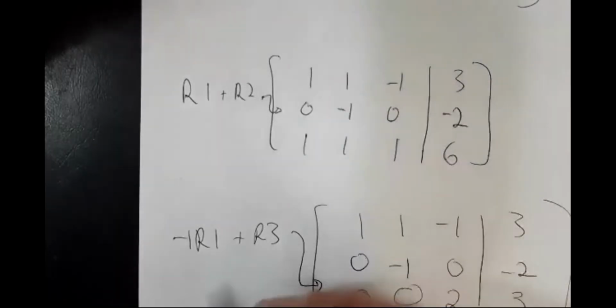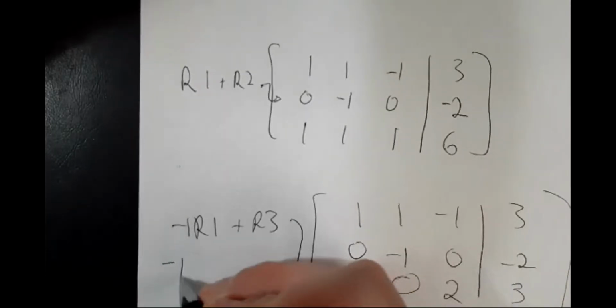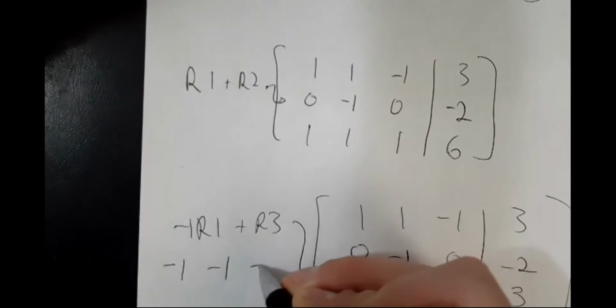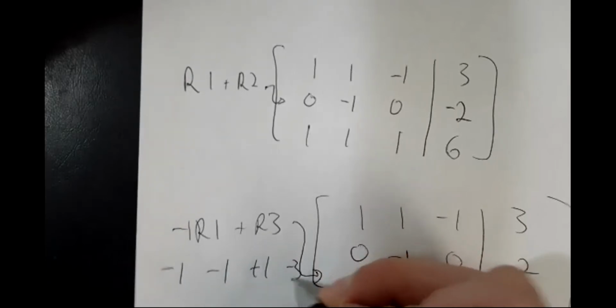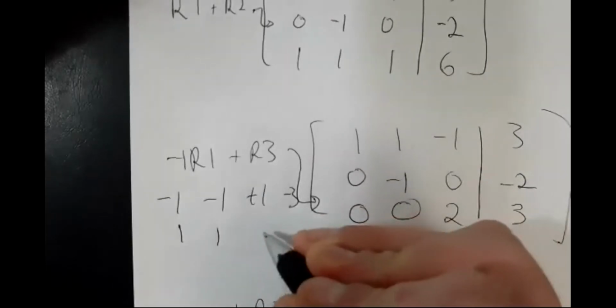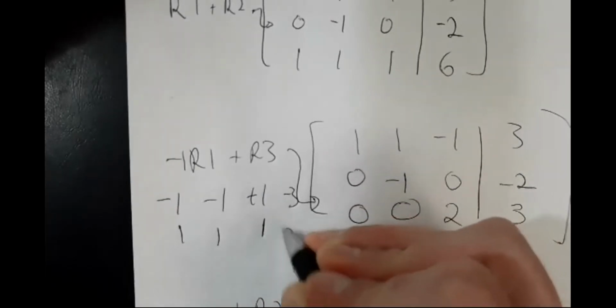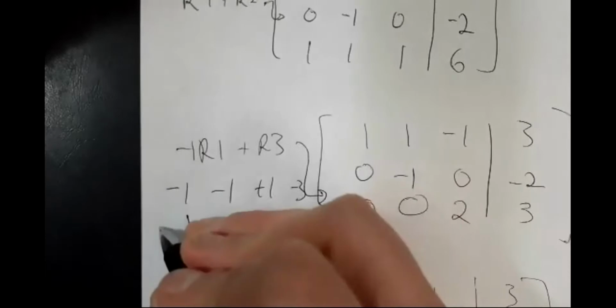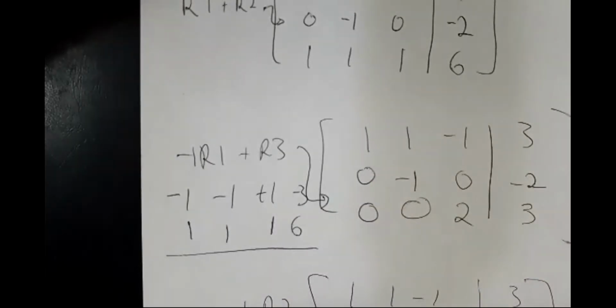I can also write it out, maybe. Minus row 1, that looks like -1, -1, +1, -3. Right. And then my row 3 looks like 1, 1, 1, and 6. And so I'm just adding these things down. Okay, now it makes sense.